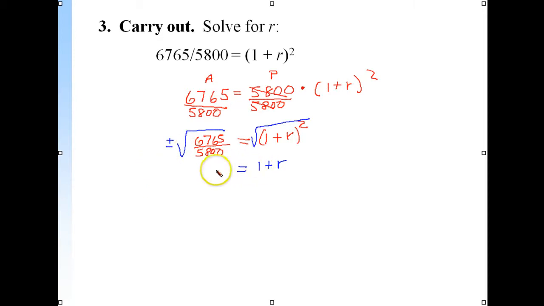Now we're going to transpose that 1. That becomes a negative 1 plus or minus the square root of this. Now, since we can't use negative, this negative is there for sure, but this negative value of this we can't use. So we can kind of cross that one out too.